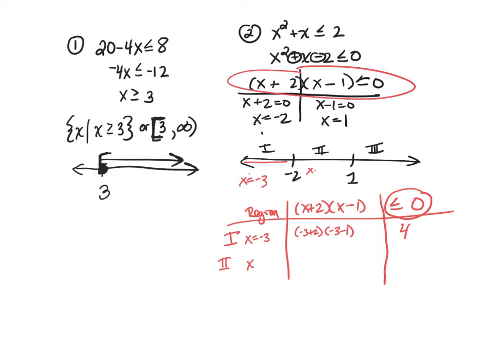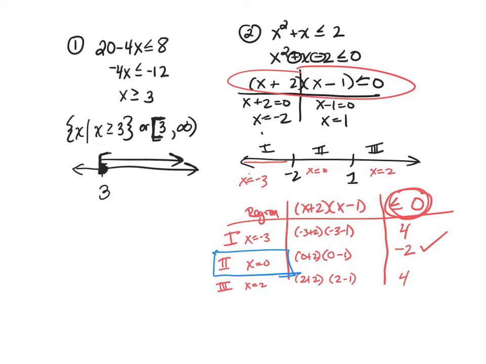Now let's pick a number in region 2. Let's pick 0. 0 plus 2, 0 minus 1, that'll be a negative 2. Is that less than or equal to 0? Sure is. And then let's do region 3. Let's try x equal to 2. 2 plus 2, 2 minus 1, and that'll be 4. So the only region that meets the inequality rule is going to be region 2. So that's anything in here. Now notice that it's less than or equal to 0, so that means it includes these endpoints as well.